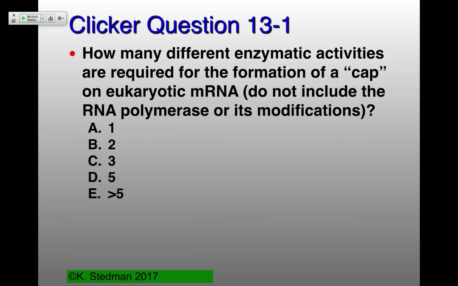OK, so we're all happy? Good. This is the numbering here. By the way, 11 and 12, that was just relative to each of those different lectures. So here, the first one from today's lecture. How many different enzymatic activities are required for the formation of a cap on eukaryotic messenger RNA? Do not include the RNA polymerase or its specific modifications. And again, Stedman loves these numerical questions because it's really easy to come up with A through E. 1, 2, 3, 5, or more than 5.